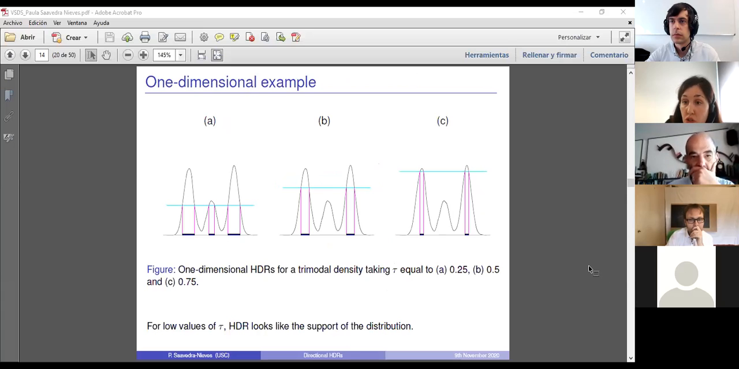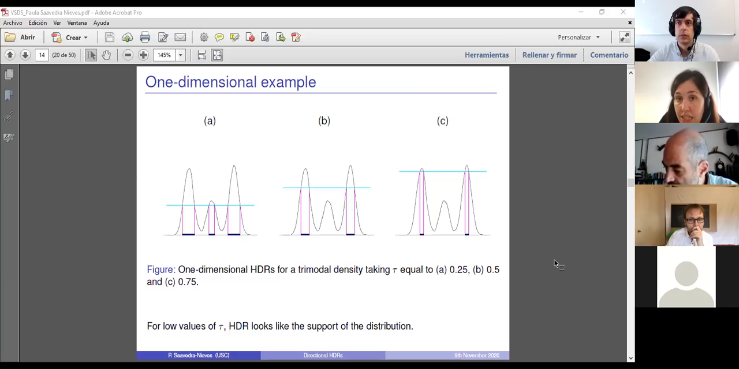For this one-dimensional density, I show you here the highest density regions for different values of the parameter tau. If I select a value of tau close to 0, then I will have practically the support of the distribution. But if I select big values of tau, close to 1, then I will have the biggest modes of the distribution. And this question is interesting in many practical applications.